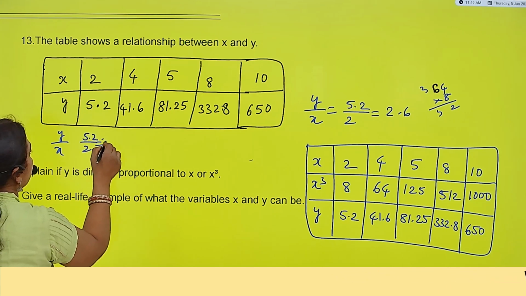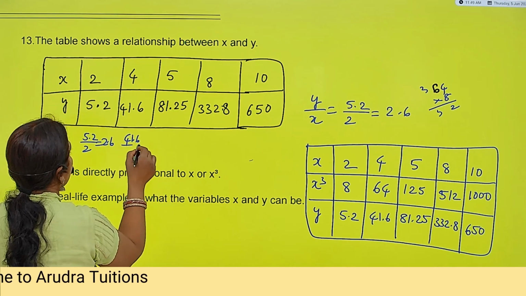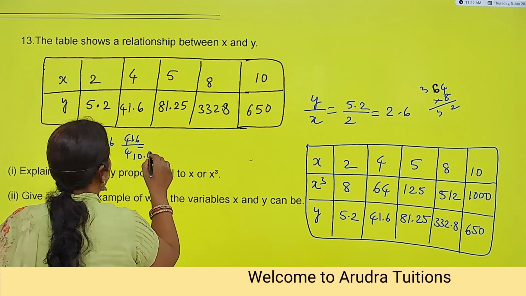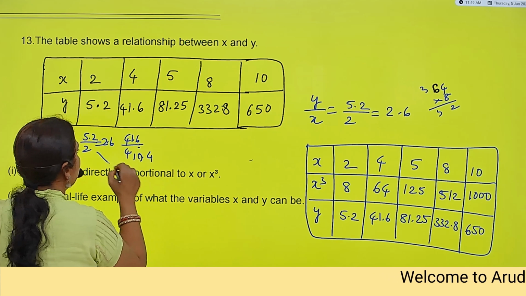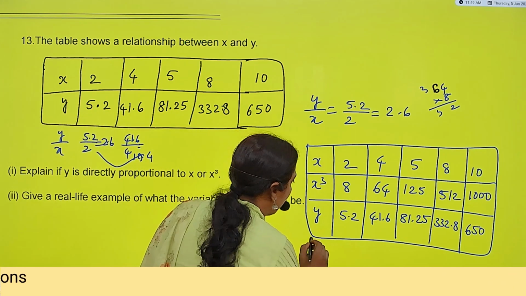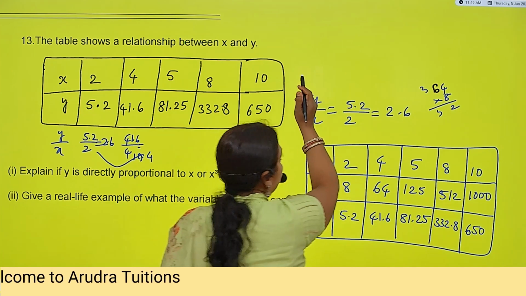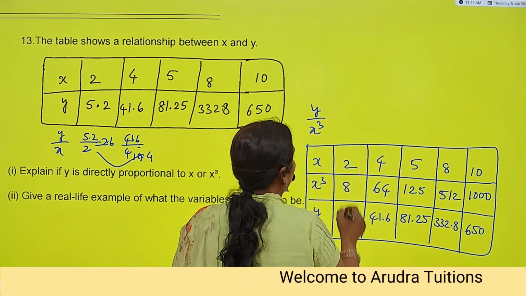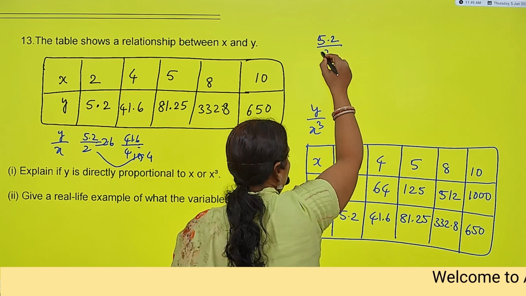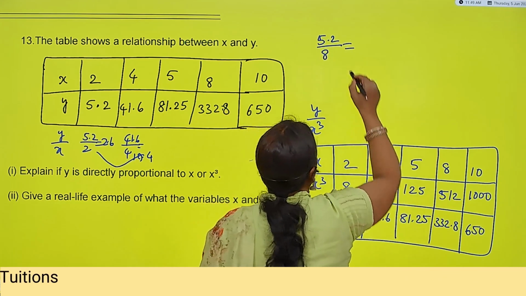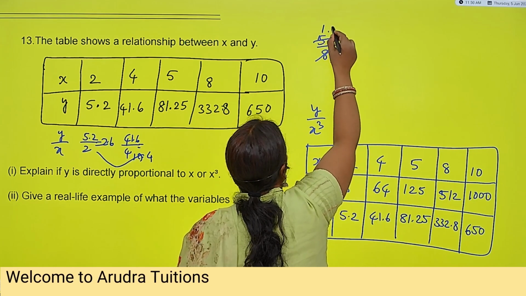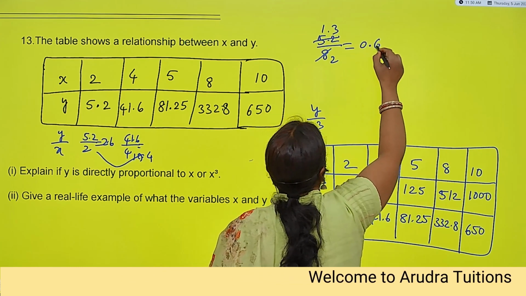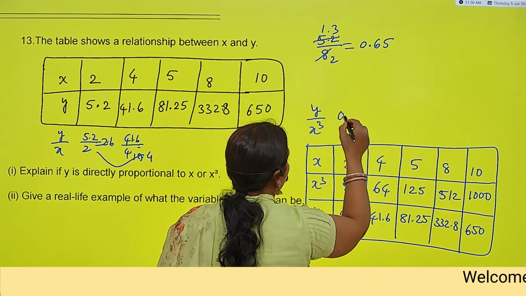Take the relation y by x here. 5.2 over 2 is 2.6. 41.6 over 4 equal to 10.4. It's not the same constant. Check with x cube: y over x cube. What is that? 5.2 over 8 equal to 0.65.